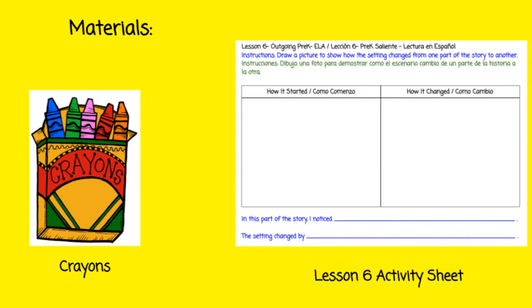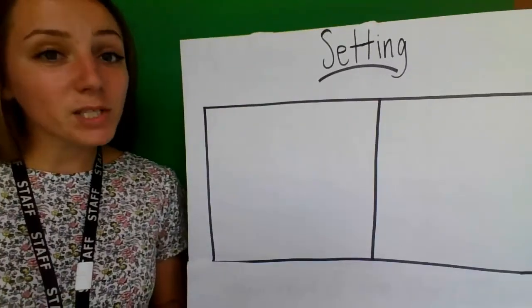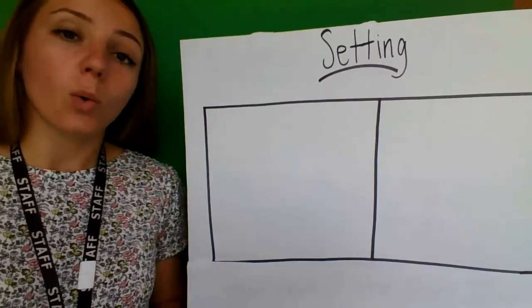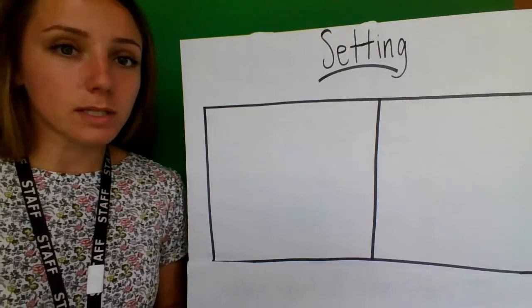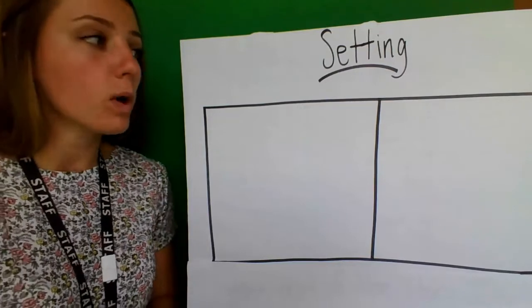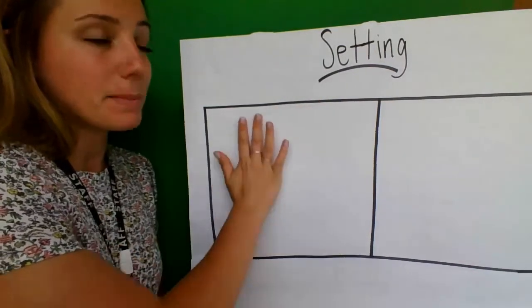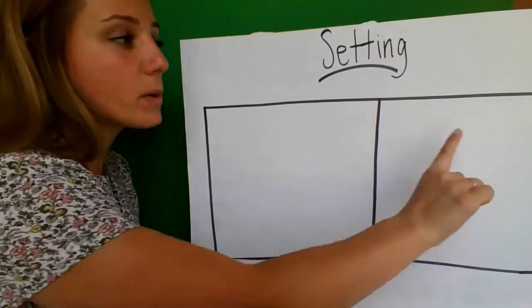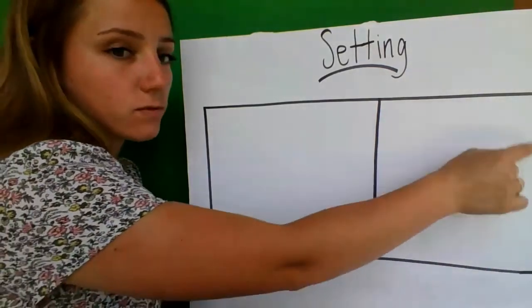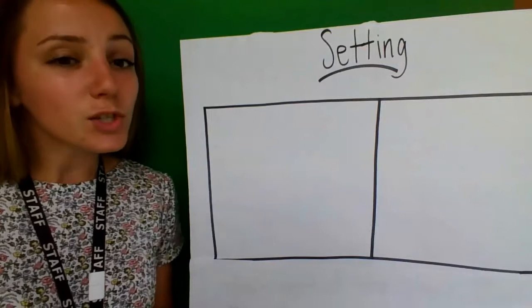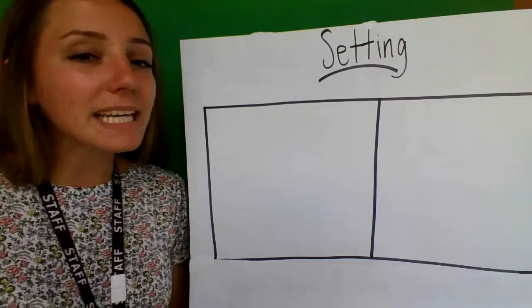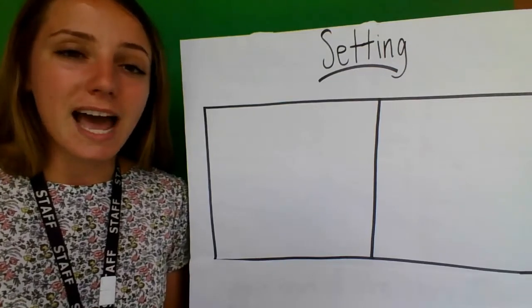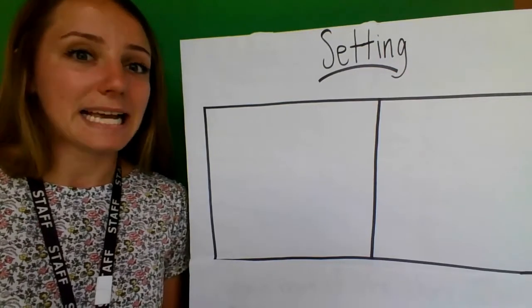Today you will need some crayons and your Lesson 6 activity sheet. So we have been talking about the setting of the story or where the story takes place. And so in the napping house, we really want to focus on what the setting looked like at the beginning of the story and how it changed to the end of the story. I'm not going to do that for you guys because I know you can do it, but I'm going to give you an example of what it means to have a change maybe in the setting.